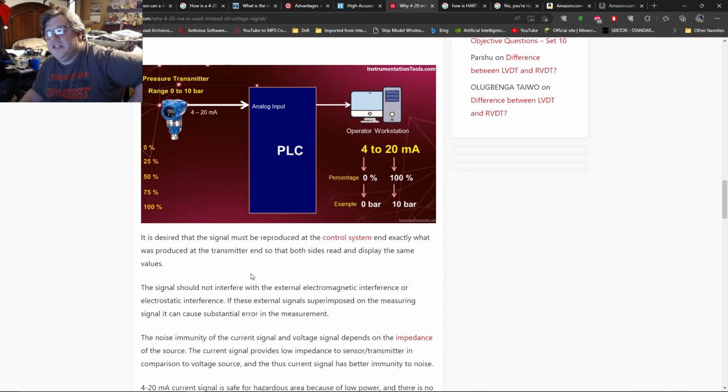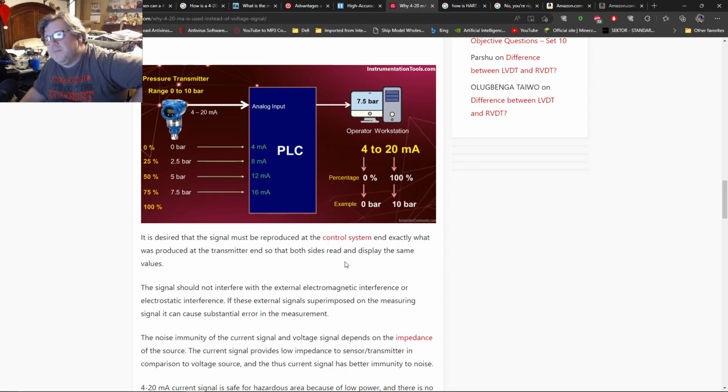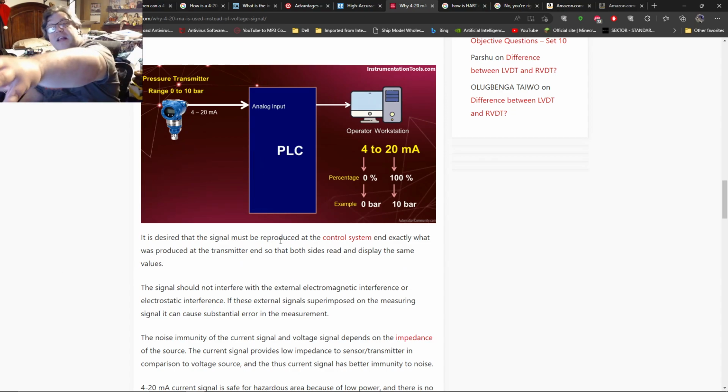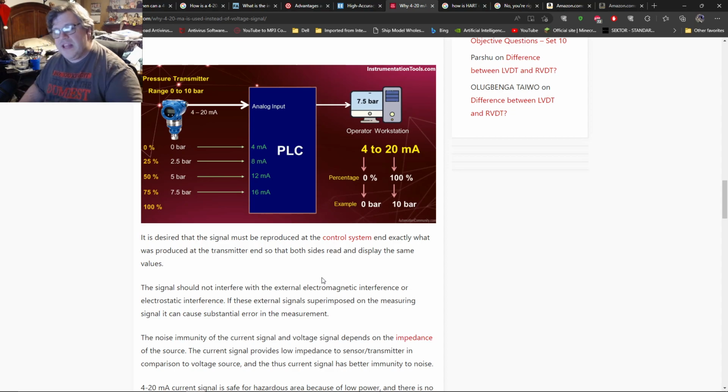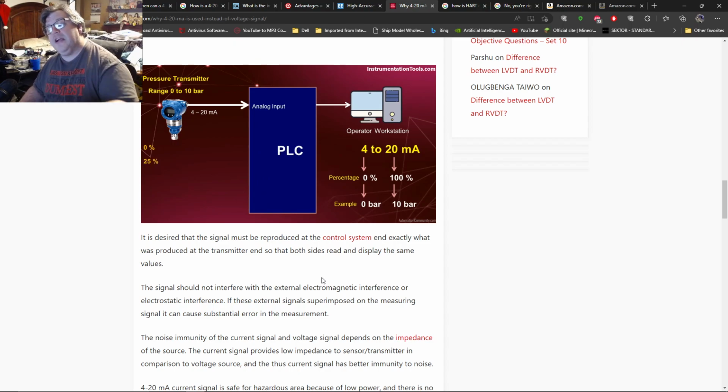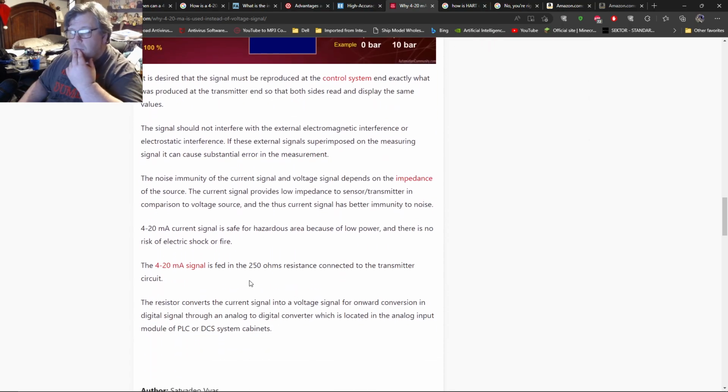It is desired that the signal must be reproduced at the control system exactly as it was produced at the transmitter end, so that both sides read and display the same values. In other words, this side right here needs to measure the same as this side over here. The signal should not be affected by external electromagnetic interference or electrostatic interference. If these external signals superimpose on the measuring signal, it can cause substantial error in the measurement. So yeah, you want to make sure it's connected up properly.